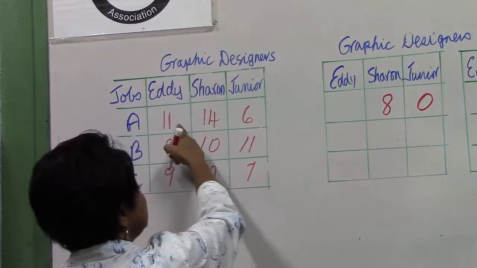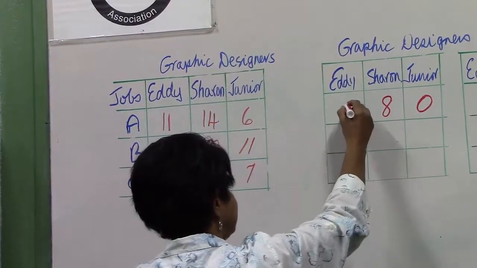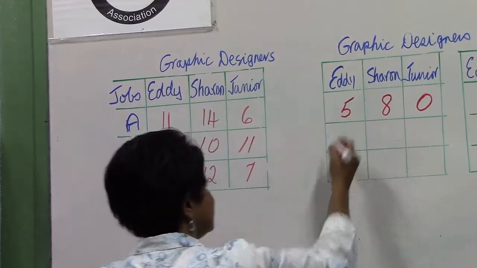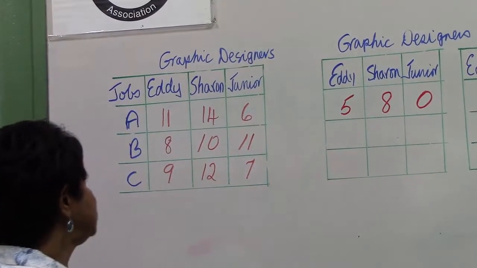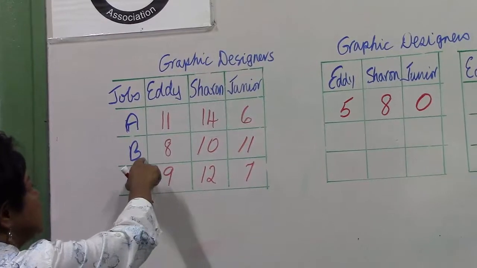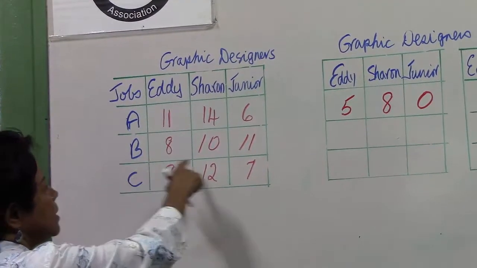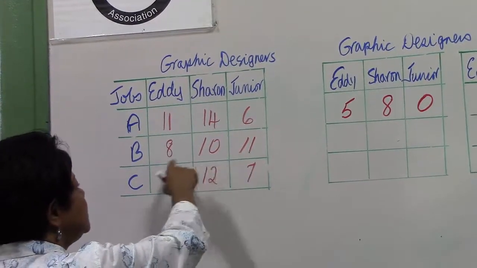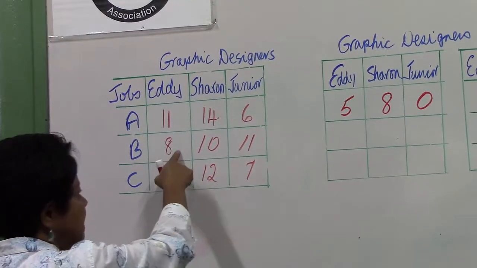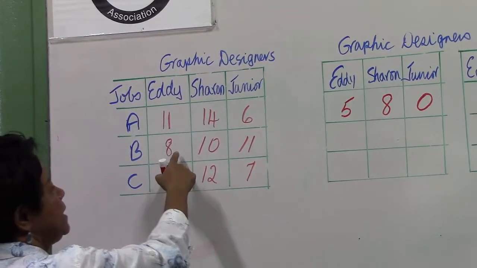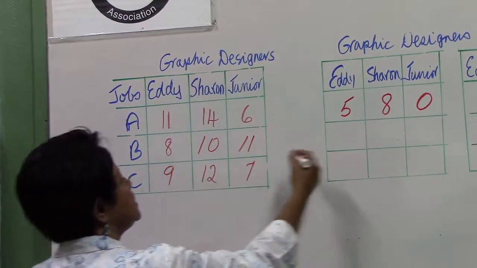The 6 from the 11, and you get 5. Good. Now the next row for B, job B. What is the lowest number here? The lowest number is the 8. So 8 from 8 is 0. So you put the 0 here.